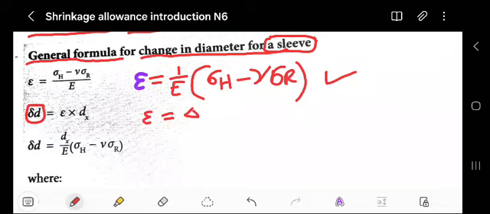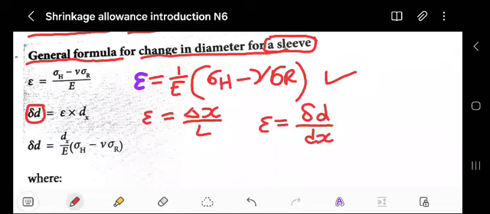over its original. Remember, during N5, we know that strain is change in length over original length. It must be change of something over its original, so the same applies. This can also be change in what? In diameter. That symbol represents change in diameter over dx, which is the original diameter that we are looking at. So you see what is going on.